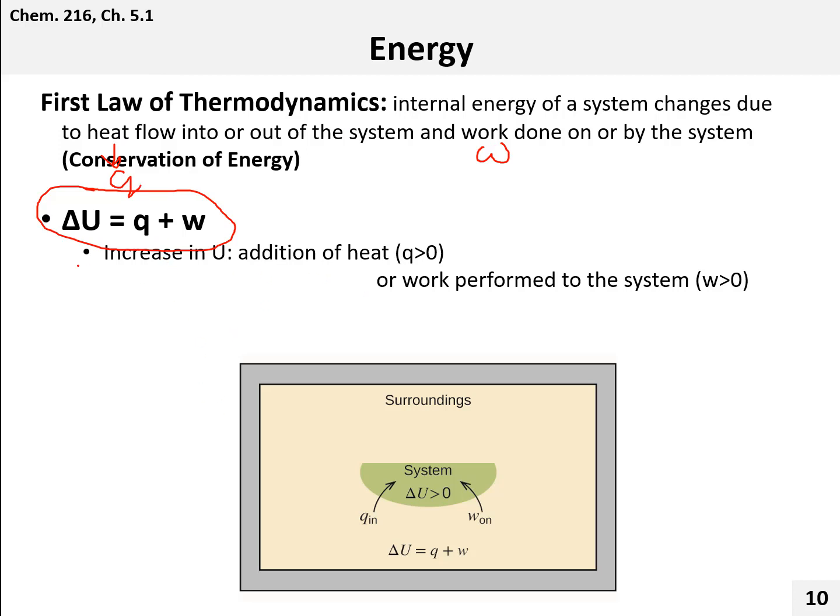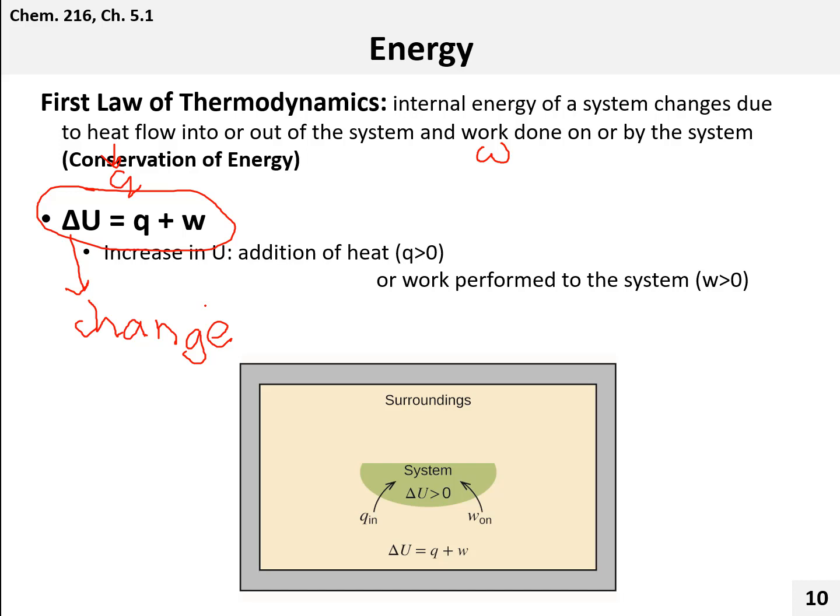So how do we get an increase in U? Right? By the way, remember delta? Delta means change. We'll talk more about this a little later. All right, so how do we increase U? One way to do this is to add heat. That would mean Q is positive. The other thing we can do is do work on the system. That would mean work is positive.